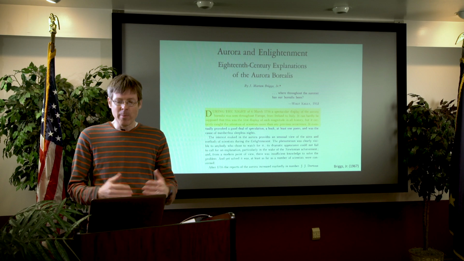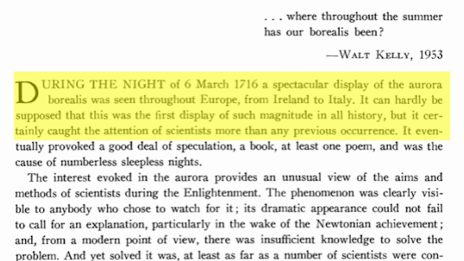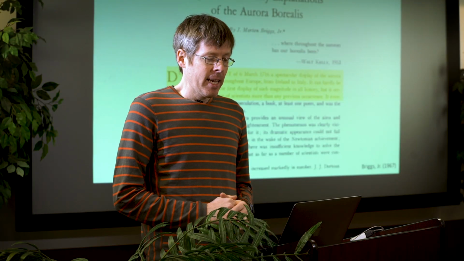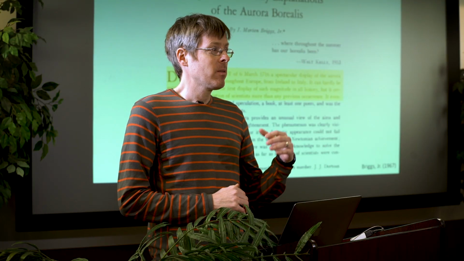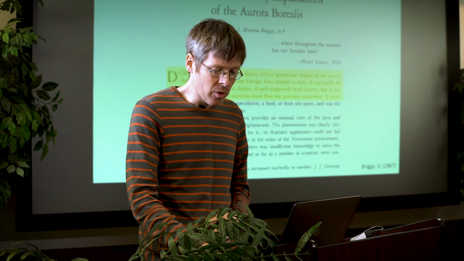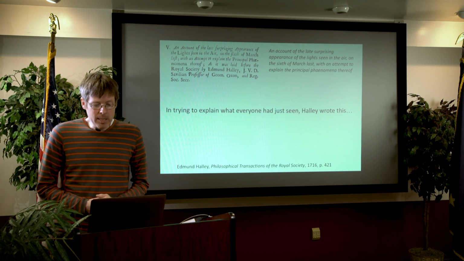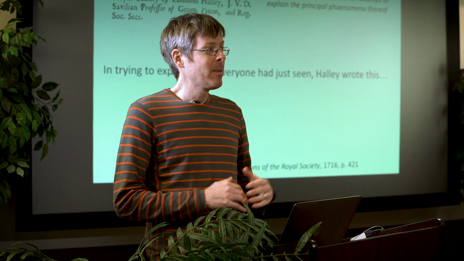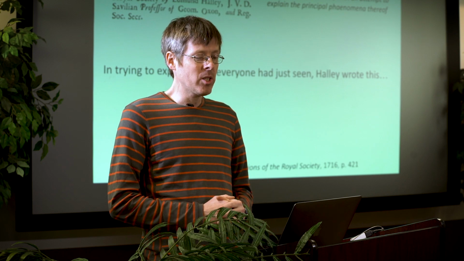A paper in 1967 about Aurora and the Enlightenment opens with, during the night of 6th March 1716, a spectacular display of the Aurora Borealis was seen throughout Europe, from Ireland to Italy. It can hardly be supposed that this was the first display of such magnitude in all history, but it certainly caught the attention of scientists more than any previous occurrence. It engaged people at a time when they were scientifically curious about this phenomenon, and that's where our story will start. In London, they called on Halley to address the audience, talk about what had just been seen.